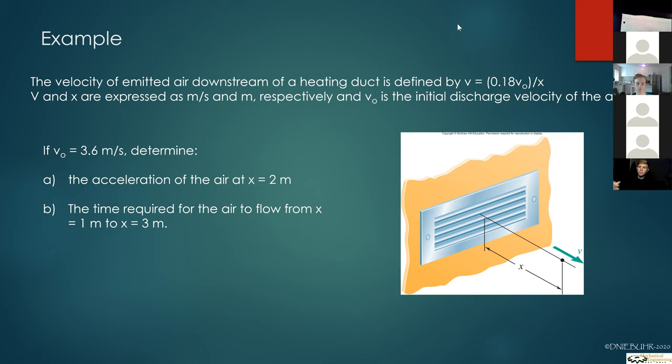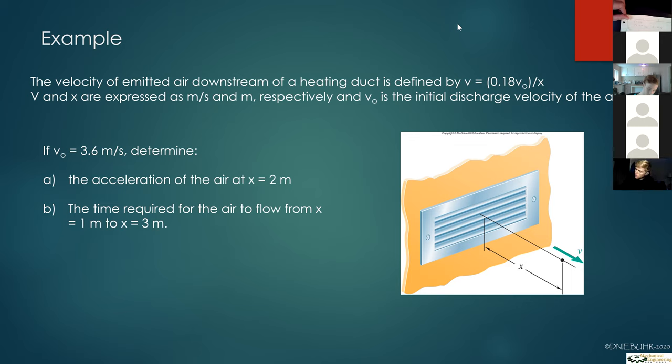All right, so we know that velocity in this case is a function of position. That's what we're given. We're not given it as a function of time, we're given it as a function of position. And we know that our velocity function is equal to 0.18 v initial divided by x. And we're given that v initial is equal to 3.6 meters per second. All right. So let's look at A, acceleration.